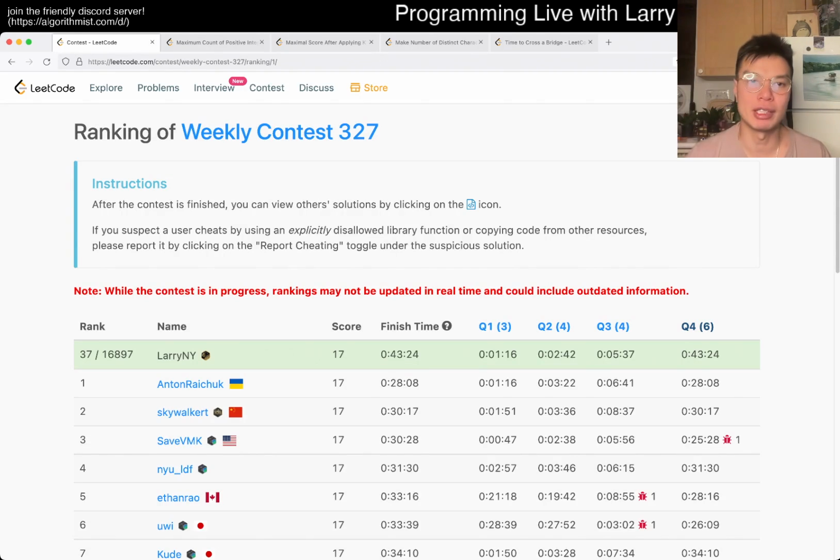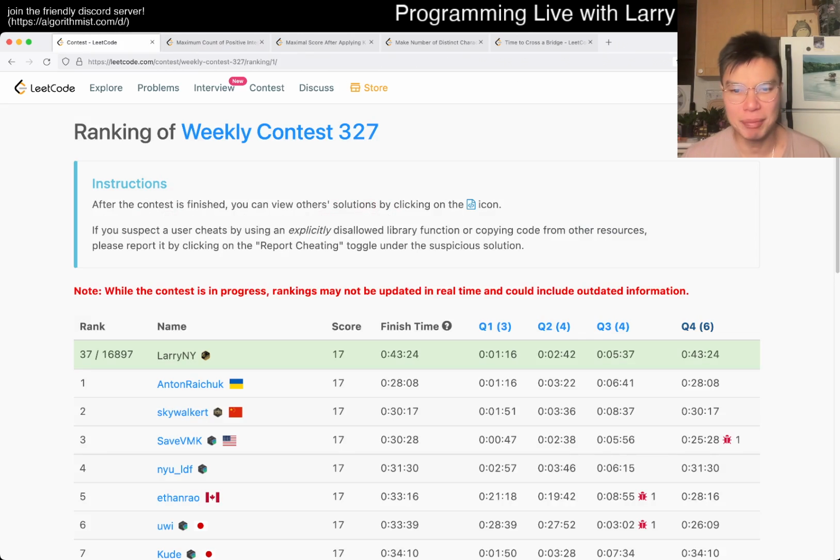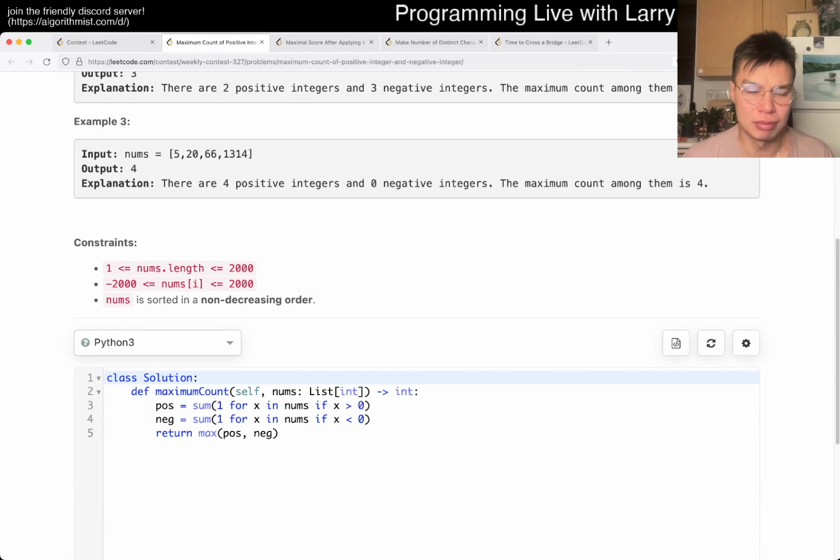This is me going with Q1 of the weekly contest 327, maximum count of positive integers and negative integers. So I took a minute and 16 on this one. I probably could have been a little bit faster, but I just wanted to make sure about how this handles negatives. Maybe I could have just written for loops instead.